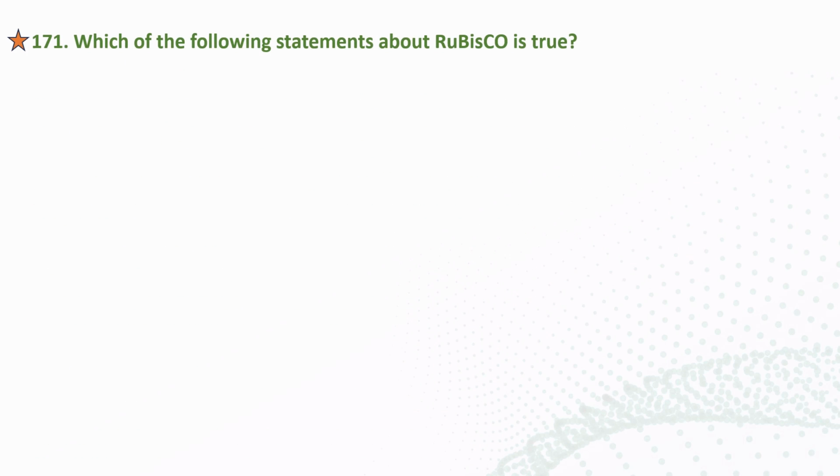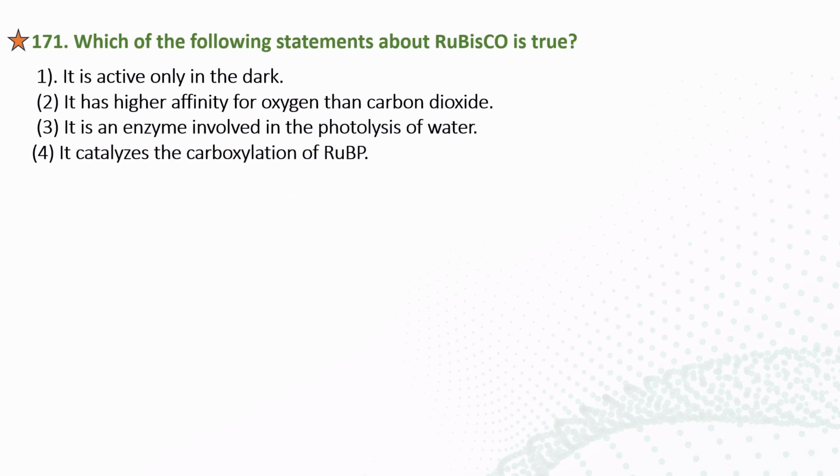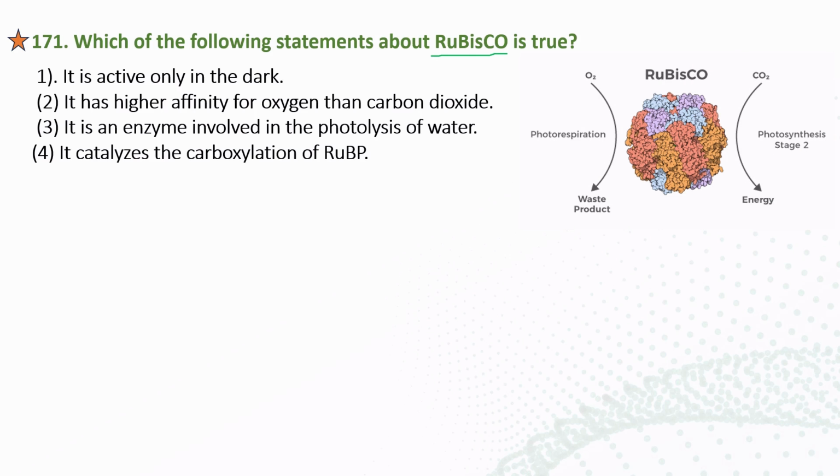The next one came from the Calvin cycle actually. So the Rubisco enzyme, we know, is an enzyme which is helpful for the carboxylation of RuBP, meaning ribulose bisphosphate. We know that it happens normally. This enzyme is also helpful in the photorespiration and photosynthesis stages too.